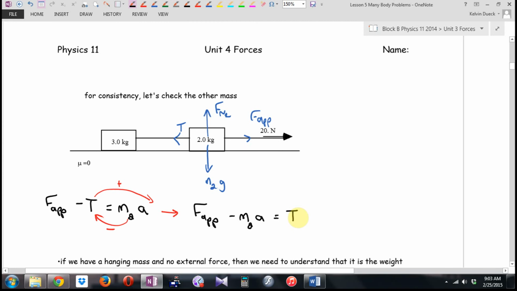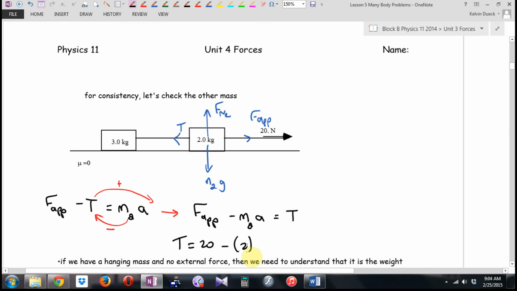Is that okay? So tension equals, Justin, my friend, what was F applied? They gave it to me in the diagram, I think. What was it? How big? 20. Yep. You said 20, right? Minus, and what was mass 2? They gave it to me in the picture as well. How many kilograms? 2. And Justin, what did we figure out the acceleration was a couple of lines ago?